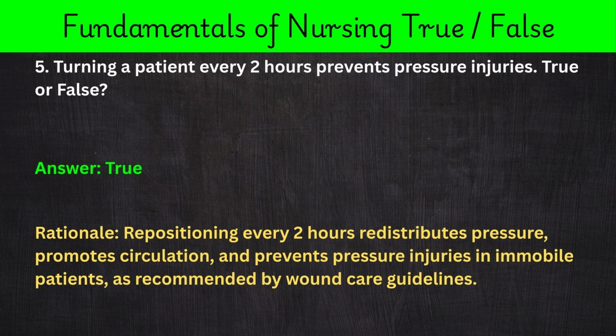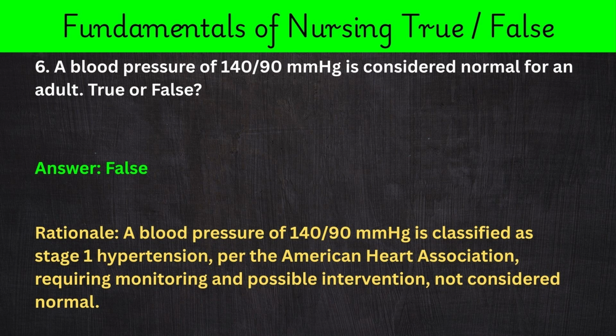6. A blood pressure of 140/90 mmHg is considered normal for an adult. True or false? Answer: false. Rationale: a blood pressure of 140/90 mmHg is classified as stage 1 hypertension per the American Heart Association, requiring monitoring and possible intervention, not considered normal.